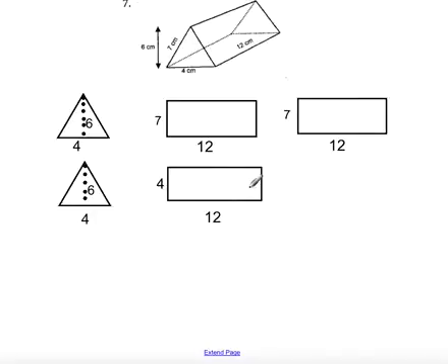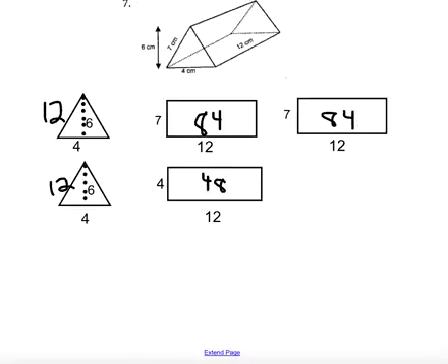The triangles, remember, is base times height, or 1/2 base times height. So 6 times 4, 1/2 of that would be 12. And 6 times 4, this would be 12. And then again, we have to do base times height for a rectangle. So 7 times 12 is 84. 4 times 12 is 48. And since this was isosceles, we have another 84.